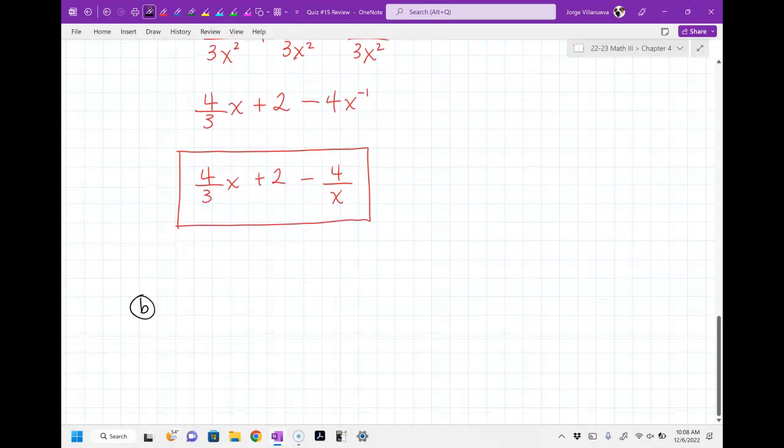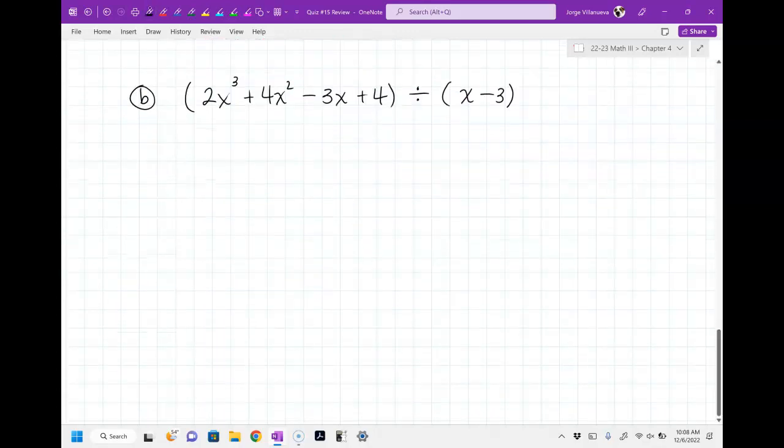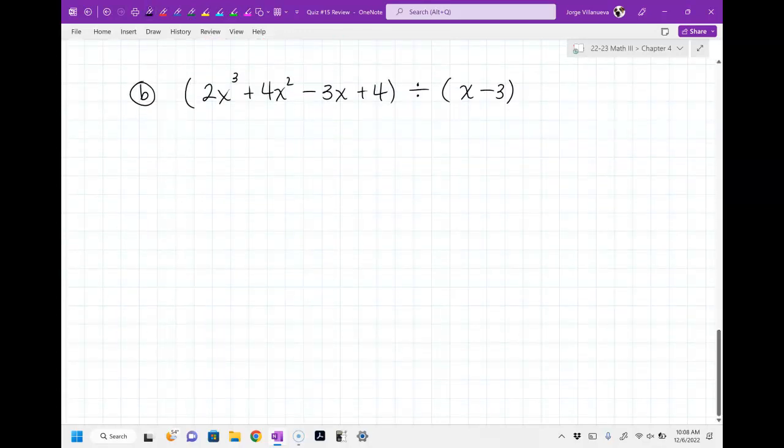So part B, we're going to do a long division problem. So let's see. We'll do 2x cubed plus 4x squared minus 3x plus 4. And we're going to divide by, let's do x minus 3. So this is our last example.